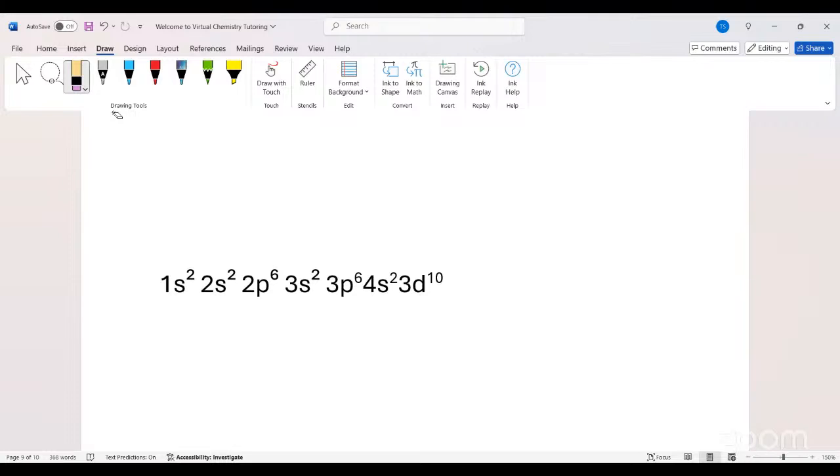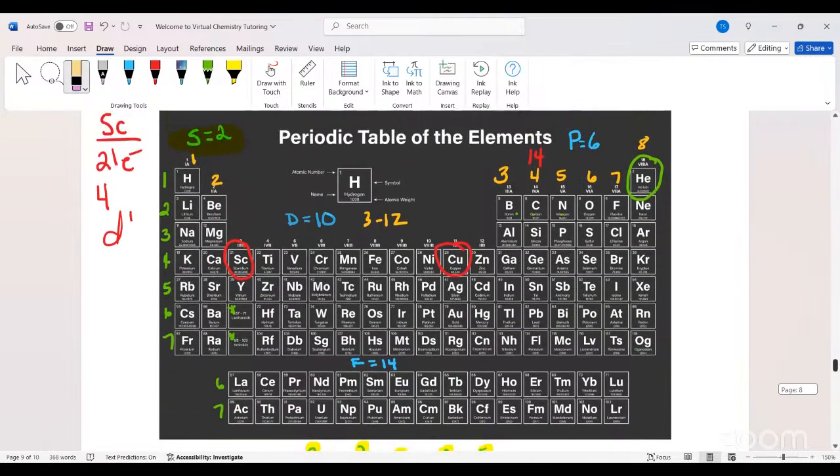Noble gas configuration just simply means, let me go to the periodic table so you can see what I'm talking about, to take the noble gas that comes before it and put that in brackets, and it takes up that amount. So if I told you to write the noble gas configuration for copper, what noble gas is above copper? The noble gas that's above copper.